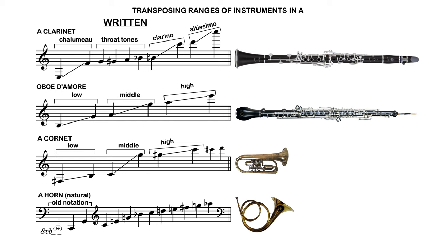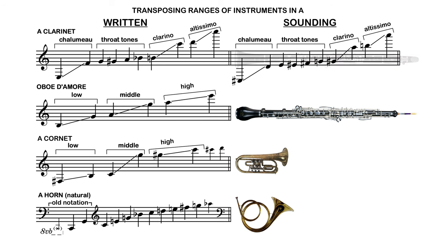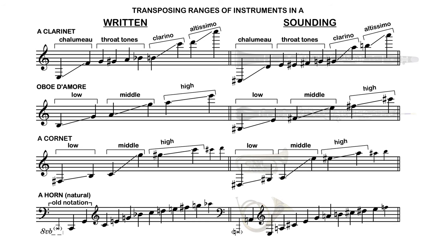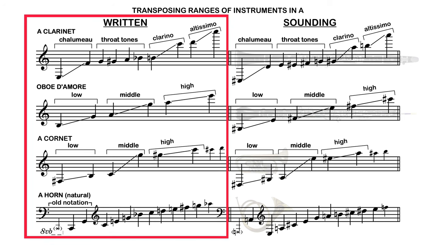Start with soprano instruments, which transpose sounding down a minor third from written parts as we've been studying so far in this tip. Clarinet in A, oboe d'amore, cornet in A, and horn in A. If you're already experienced with these instruments and their more standard models, then you'll see that the written ranges are essentially the same. A clarinet and A cornet, with the same written range as B-flat clarinet and B-flat cornet. Oboe d'amore the same as standard oboe minus the low B-flat, and a horn the same as any natural horn crook.